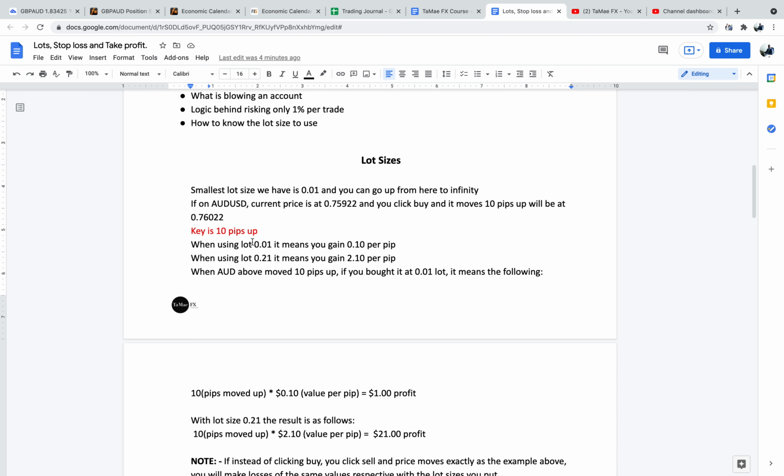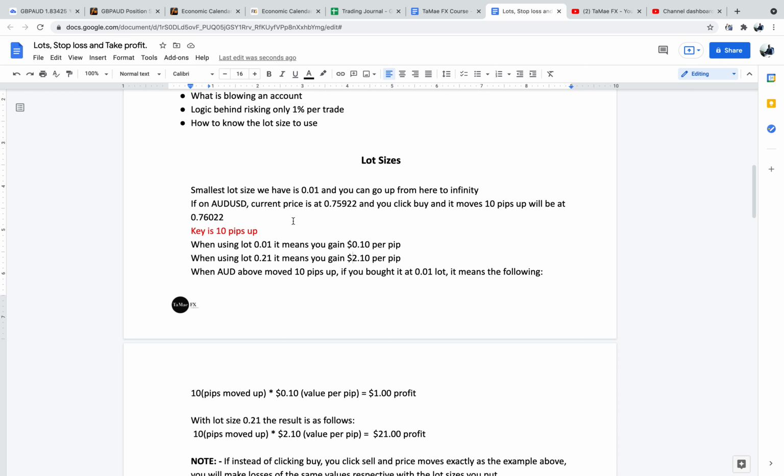Okay, when using 0.01, it means that you gain 0.10 per pip, which is you just take your lot size and move the decimal 1 step to the right. So that's 0.10 per pip. That's the price you gain when using the lot size 0.01, which is the smallest. Okay, when using a lot size of 0.21, it's the same thing. You just move the decimal 1 step to the right. That would be 2.10 per pip. So that's $2.10 per pip.